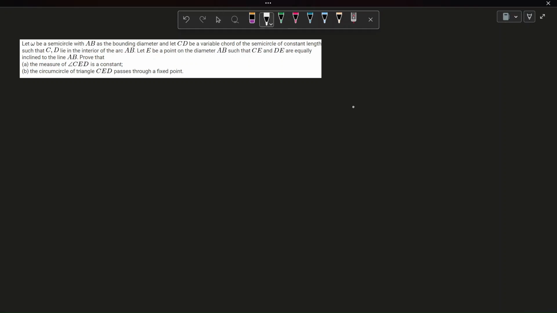Hey everyone, here we are solving a problem from RMO 2023. As you can see, this is a geometry problem. So first let's draw the diagram according to the question. It says that let omega be a semicircle with AB as the bounding diameter.